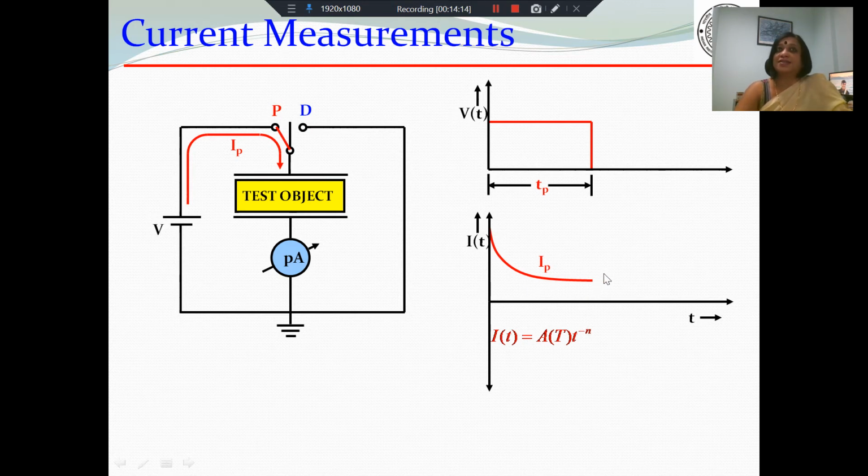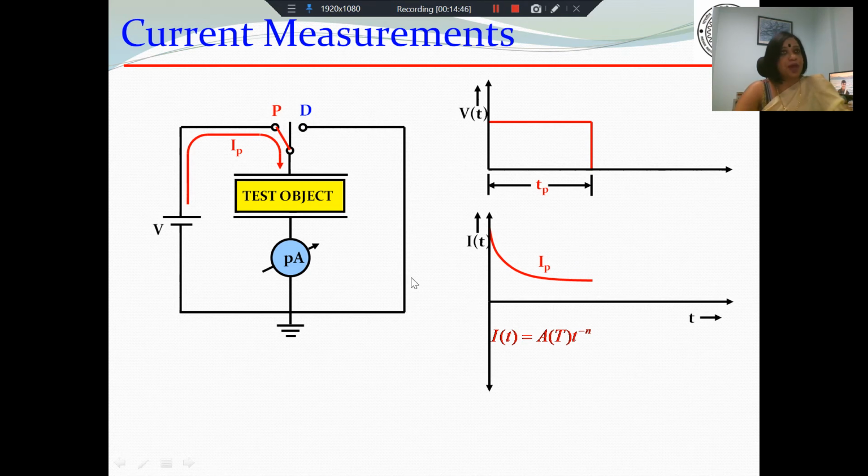This is at steady state after all polarization mechanisms are complete. This current is expected to be merely due to the conduction, the DC conductivity current. So if you energize a sample with a DC voltage, and if you wait for a sufficient amount of time such that all polarization is complete, the current that flows should be the DC conductivity current and can be used to measure DC conductivity.